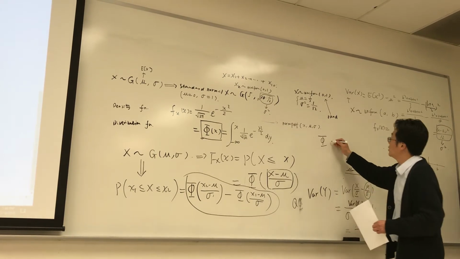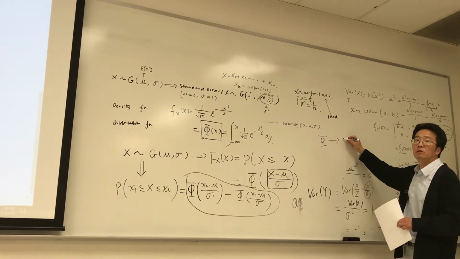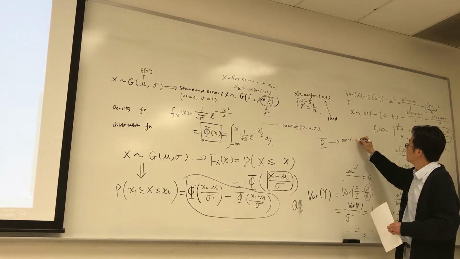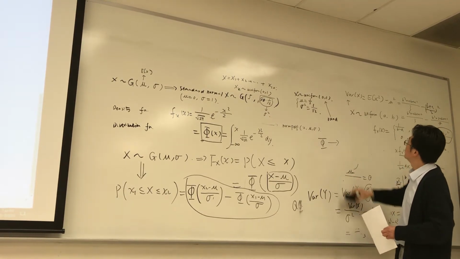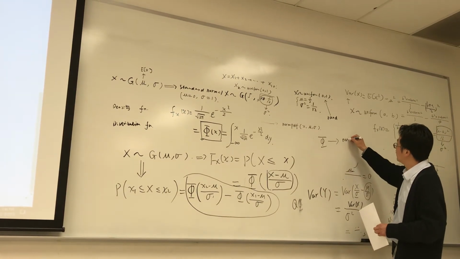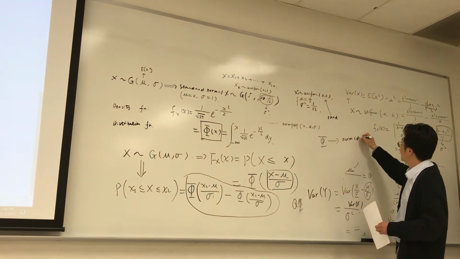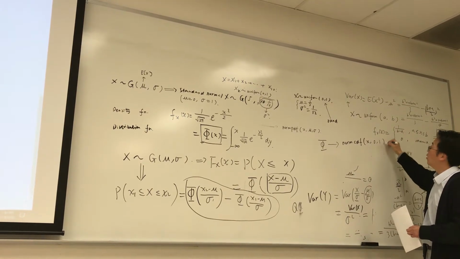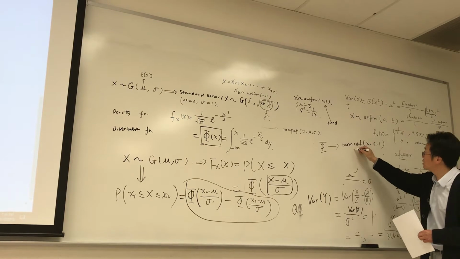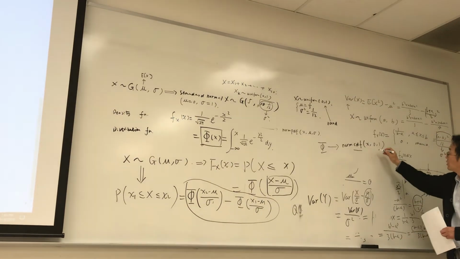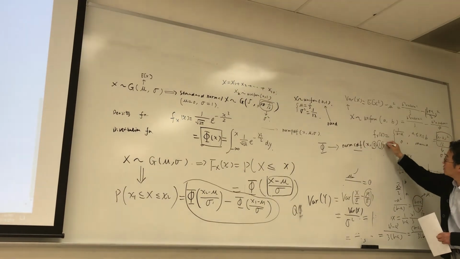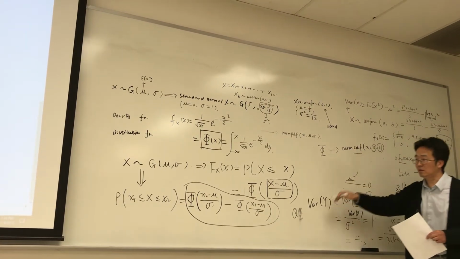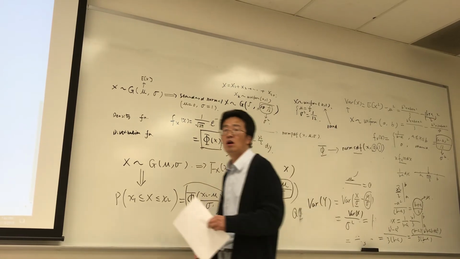this function will be translated to what function in MATLAB? Norm CDF, right? Norm CDF, and then x, 0, and 1. So this is still a distribution function, but with 0 mean and unitary variance. That's the meaning of this function here.